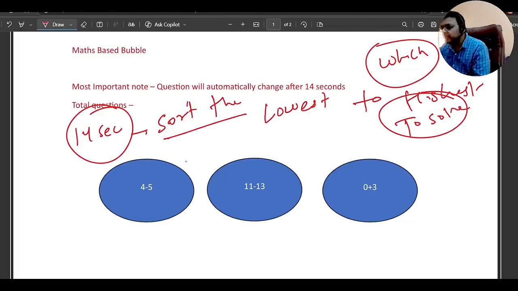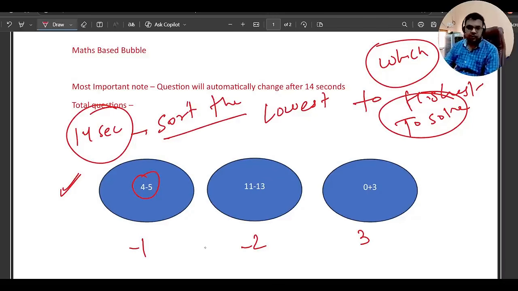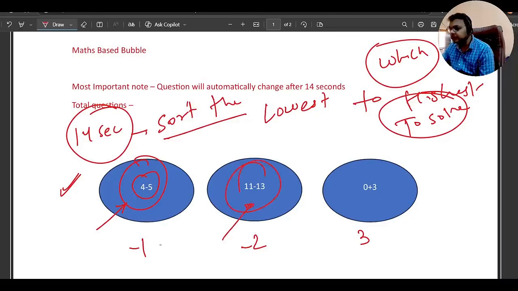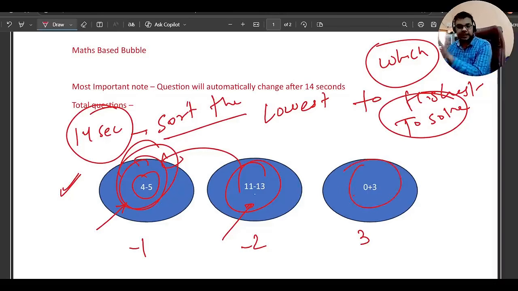Now listen to me carefully. For example, this is the question. Suppose this is very easy. Because 4 minus 5 is minus 1, 11 minus 13 is minus 2, and 0 plus 3 is 3. So now we all know this is the smallest. First of all, we will click here. Then, this is the smallest, so we will click here, which is minus 2. Then on minus 1, because this is greater than this. And then we will click on 3. So the lowest one is 11 minus 13. We can see it immediately, because this is the lowest one.